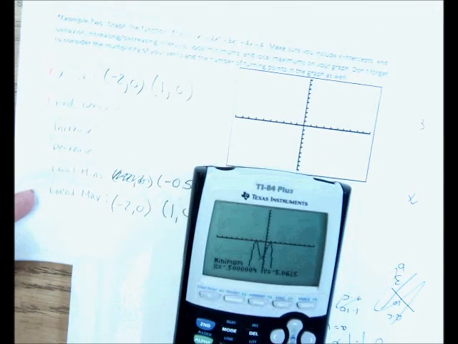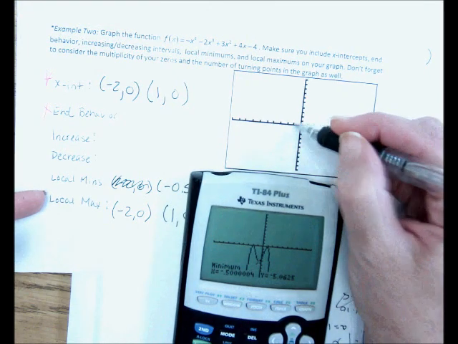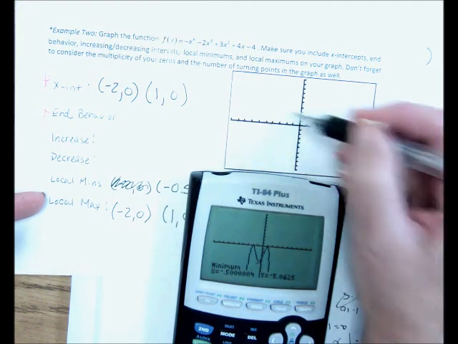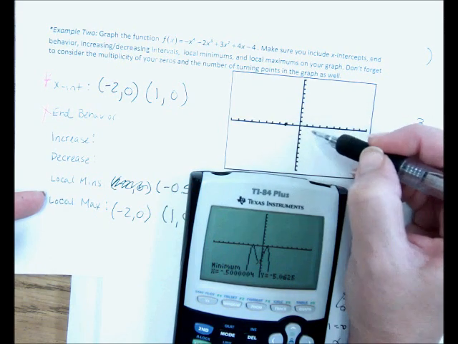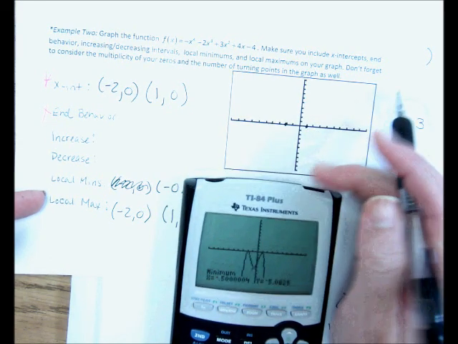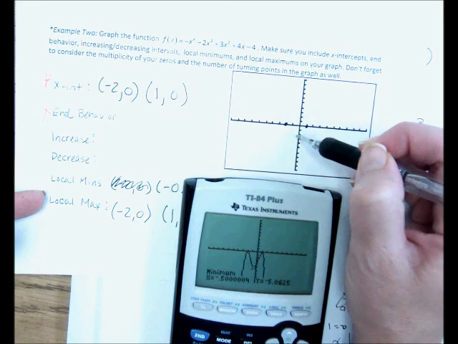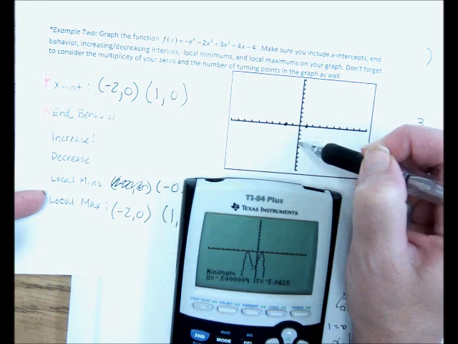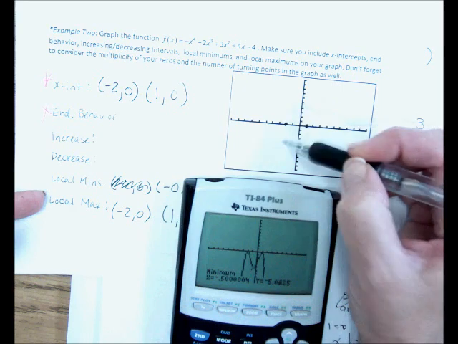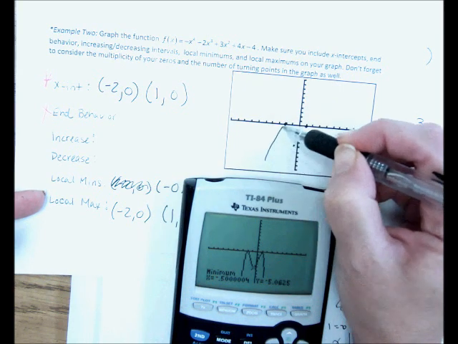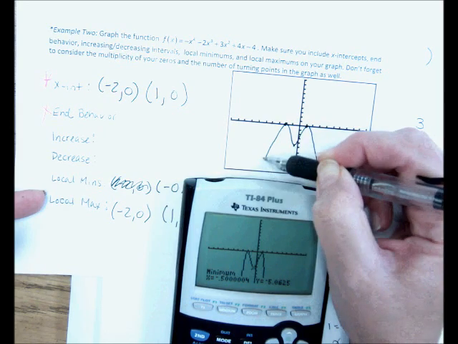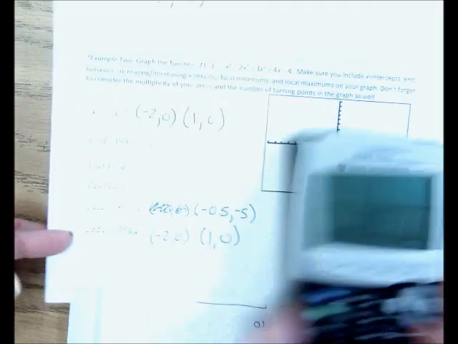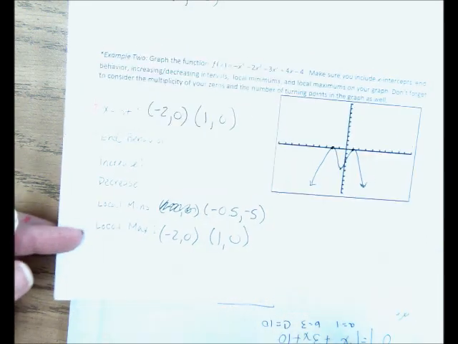So now I can use these values to graph my polynomial. So I know I have a point at negative 2, 0, where it's going to bounce off, and again at 1, 0. And I know my local minimum here is 1, 2, 3, 4, 5, like 1/2 and 5. Starts low, makes a turn, bounces off again. Okay, so I have drawn my graph here.